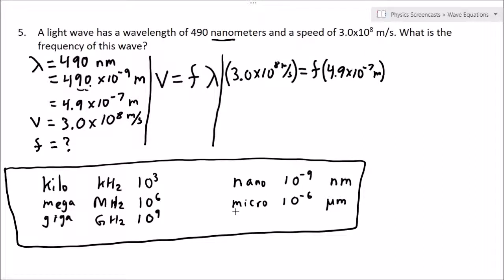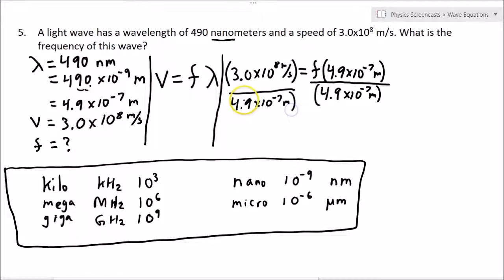Okay, so now we can start to solve this. And we need to get this frequency by itself. So we divide both sides by 4.9 times 10 to the negative 7th meters. Whatever you do to one side, you have to do to the other. Okay, so this all cancels out, so that frequency is all by itself. The meters here cancel out with the meters up here.